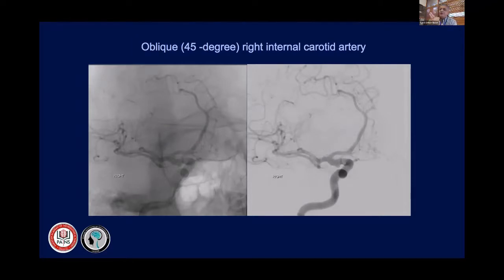You will find out. I was thinking about how I'm going to explain to them how they can identify the projection. I think they can see the orbits. This is very easy to identify the orbits. It's not written in the books, but I was thinking how to explain it to them. This is easy. For oblique, again 45-degree, right internal carotid artery.